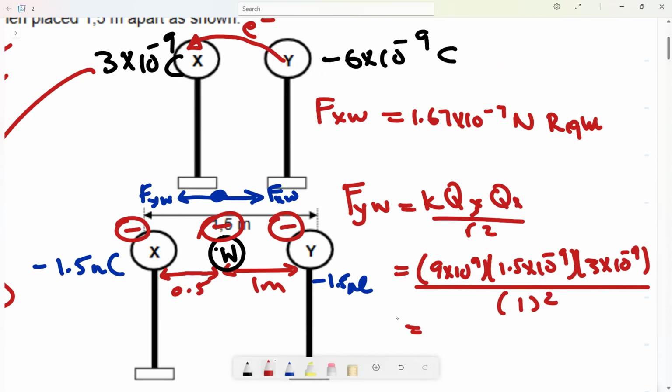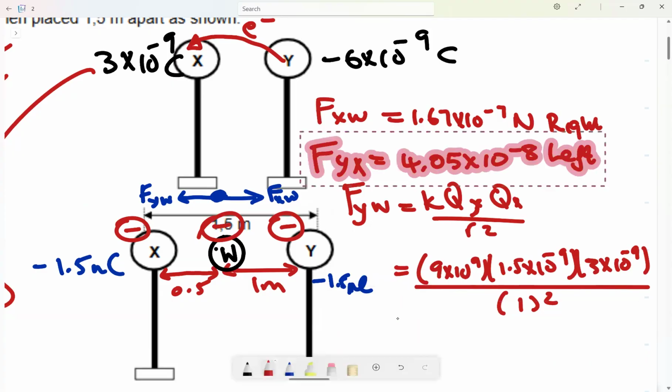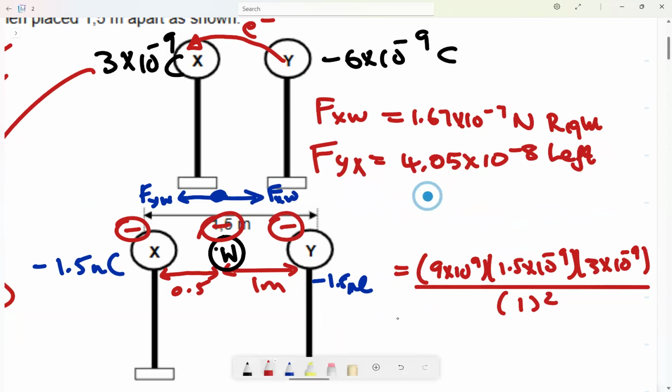Then how much do I get? I get something like 4.05 times 10 to the power of negative 8. Where is it moving? The force of Y on W is to the left. Then I'm taking that and putting it here. Now let's calculate the F net.